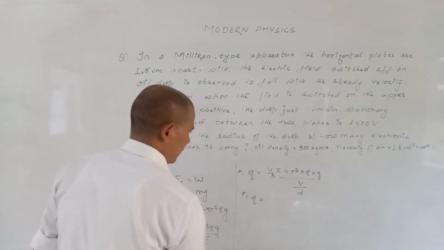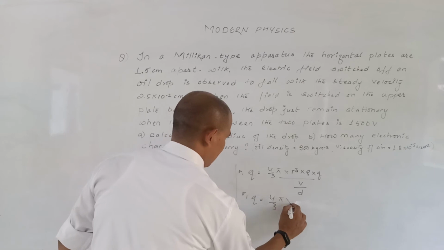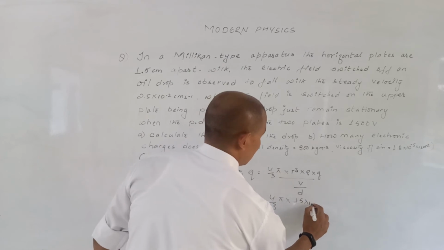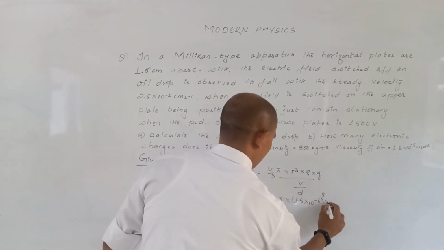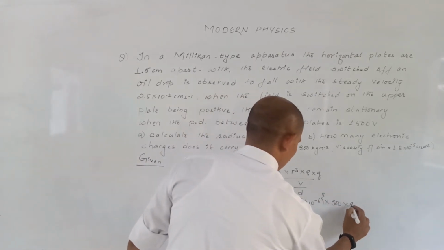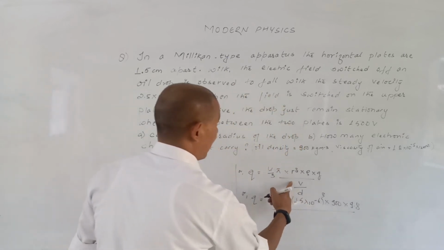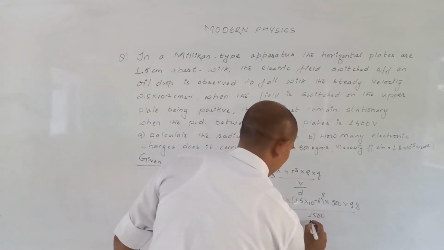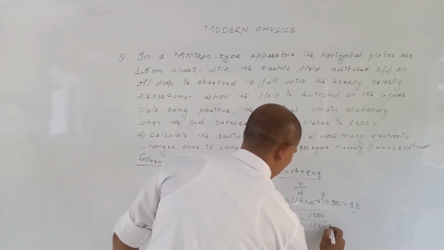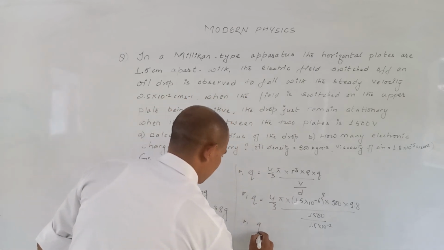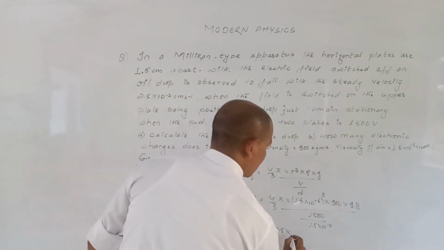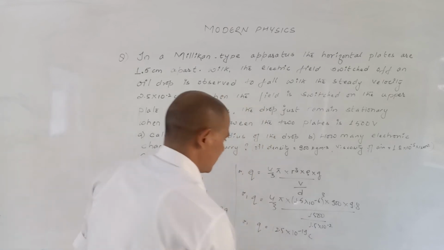So Q equals 4 by 3 pi, the radius we calculated just before, 1.5 into 10 to the power minus 6 cubed, into the density of the oil drop, 900, into 9.8, whole divided by the potential, 1500, divided by the distance, 1.5 into 10 to the power minus 2. If we solve this equation, we get the charge Q equals 12.5 into 10 to the power minus 19 coulomb.